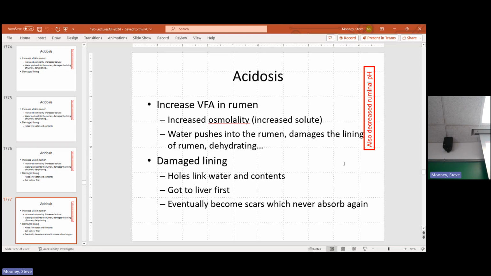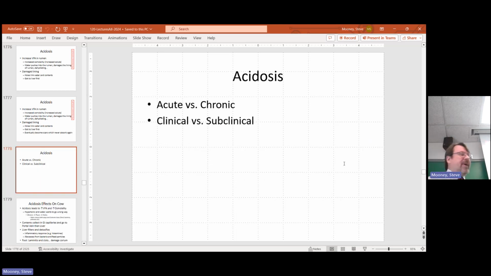absorb VFAs anymore. What does that predispose the animal to now? We've reduced the absorptive surface because we've got scar tissue there. VFA doesn't get absorbed as fast, and you get backups faster. You get hypertonic faster than before you had a healthy rumen. So those scars never absorb again.